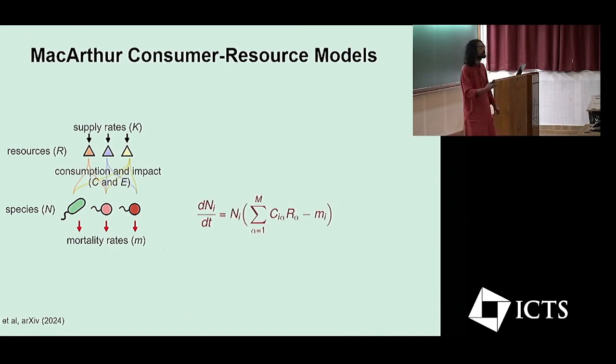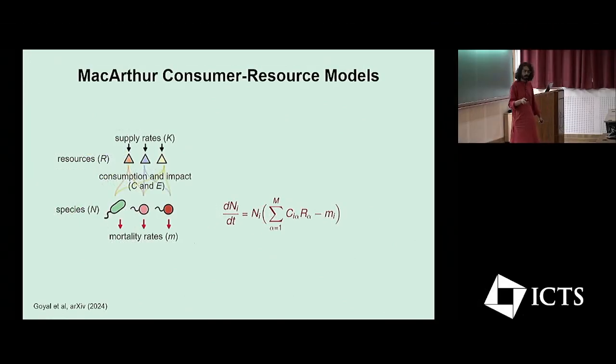And so to describe the system mathematically, you essentially write down two sets of coupled differential equations. One set is you write an equation for every species i, and what this equation is essentially saying is that these species grow exponentially by consuming resources. And the C matrix encodes which species eats which resource. And by eating these resources, they're able to beat some mortality rate. So you have one equation for each species. So if you have S species, S equations.